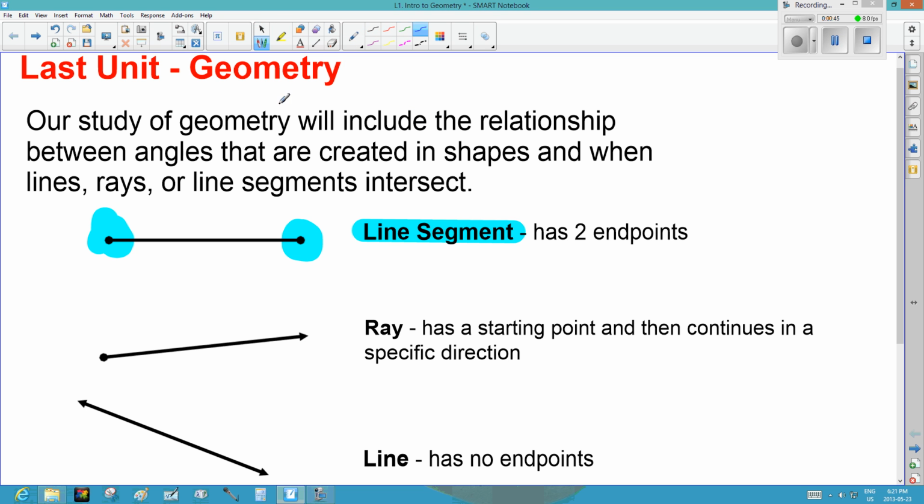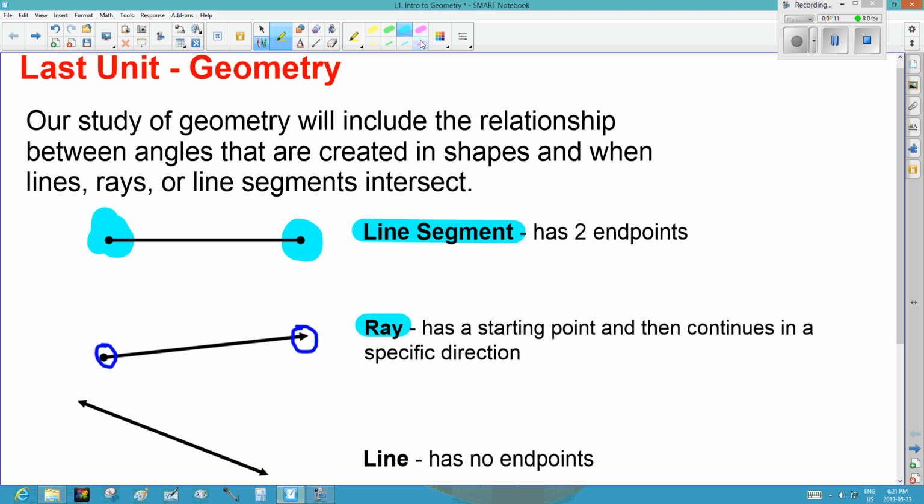Now, if we look at a ray, it has a starting point, and then it continues in a specific direction. So here's our starting point. That point doesn't change, and the line doesn't go on beyond there. Instead, on the other end, we do have an arrow. And this just means that it continues in this direction on forever.